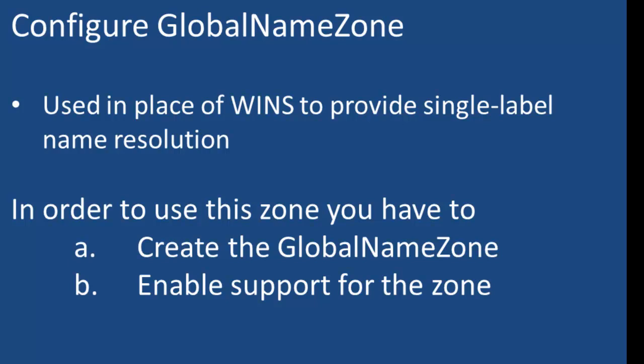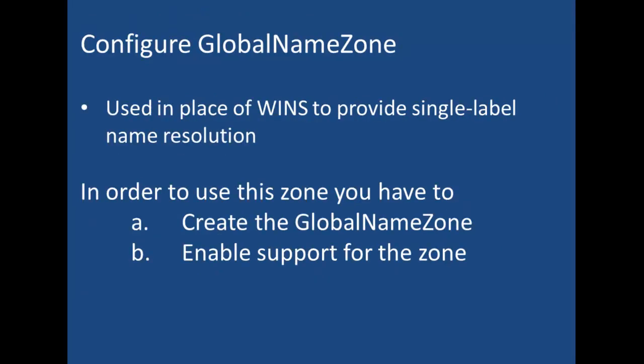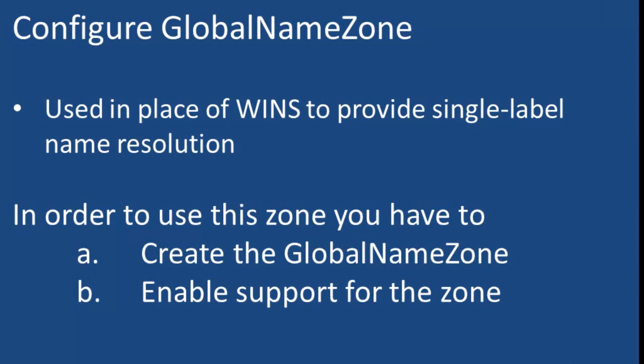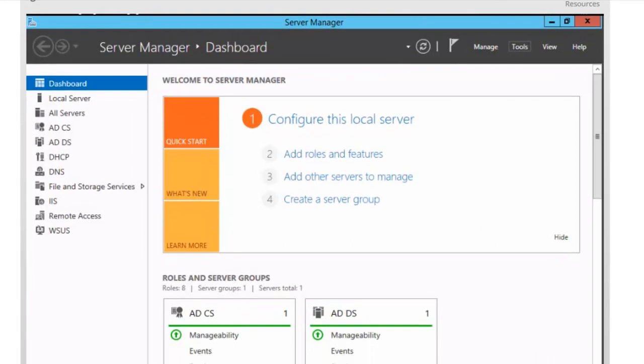So Microsoft introduced this new zone, and the zone was called Global Names, or GNZ. In order to use this zone, there are two things that you have to do. You have to create the global name zone, and you also have to enable support for the zone. We are going to go through the steps for creating this global name zone using the graphical interface.